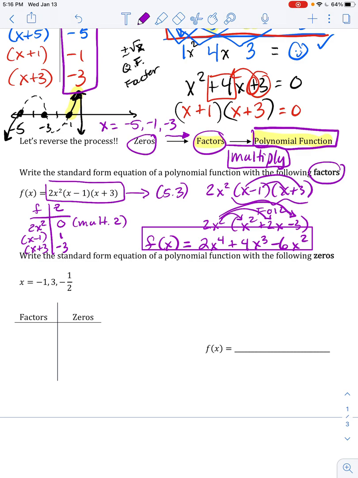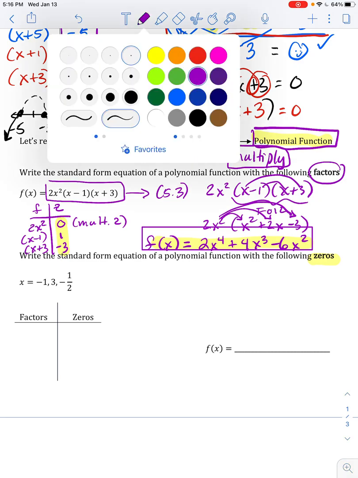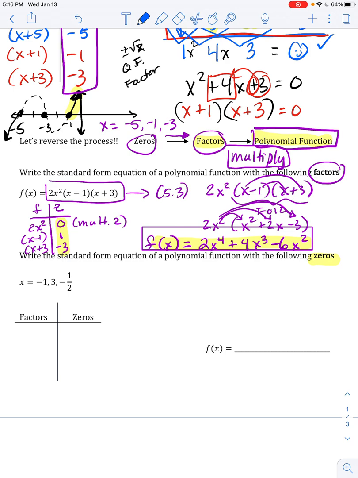So this last one, which is the whole shebang, says to write the standard form equation of a polynomial function, which is just something that looks like that, with the following zeros. This one didn't give us the zeros. It took an intermediate step and we started with the factors, but we're so smart now, we're going to go ahead and start with the zeros. I like my table because it helps me think of everything in the same way. Ooh, this one's challenging. So now I have to think backwards.